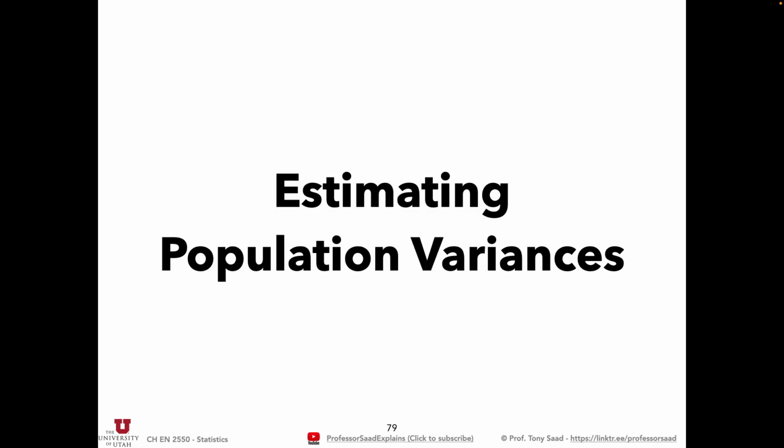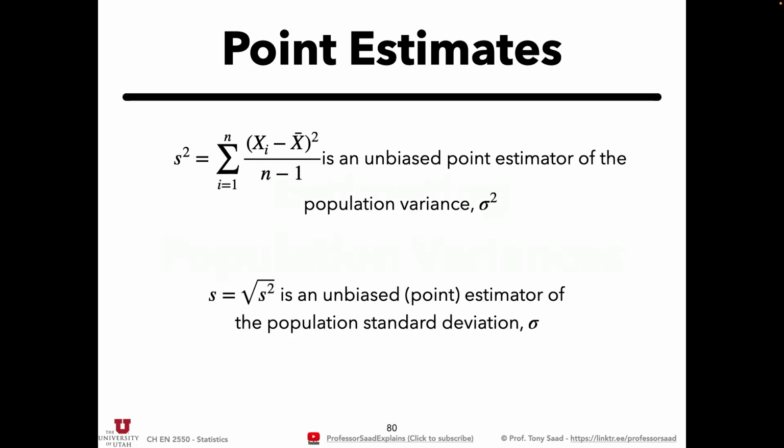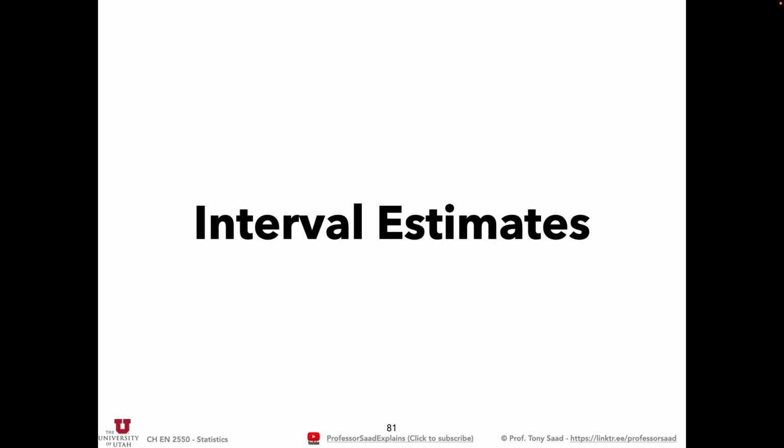So guess what's a point estimator for the population variance? It's the sample variance, right? The same way that the sample mean was a point estimate for the population mean, the sample variance is a point estimate for the population variance. There's no mystery there. Same thing for the standard deviation. S, or the square root of S squared, is an unbiased estimator for the population standard deviation. Okay. Obviously, we're looking for interval estimates.